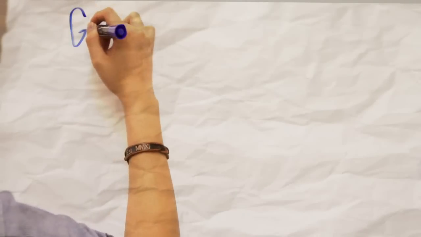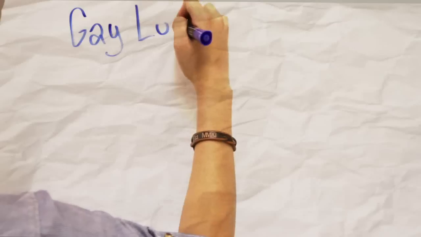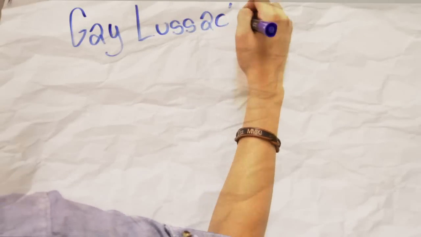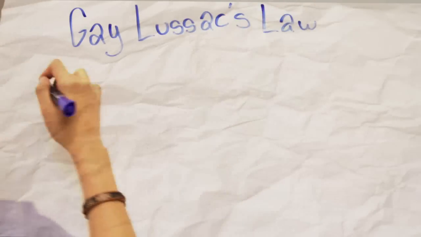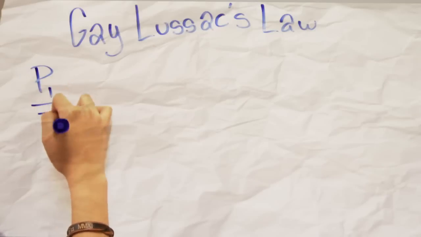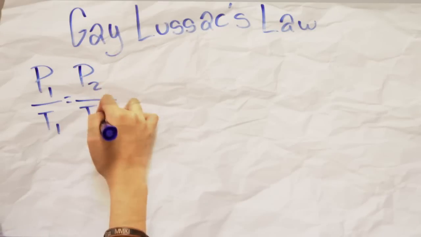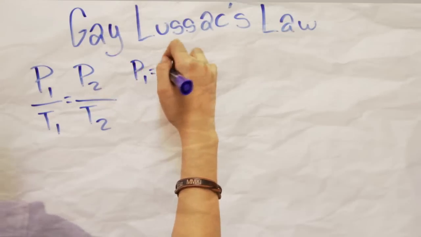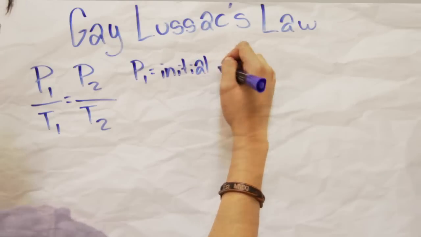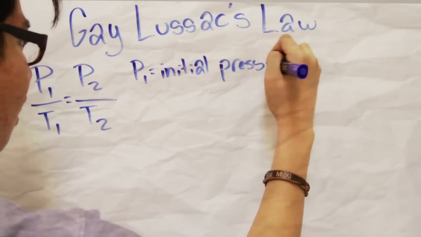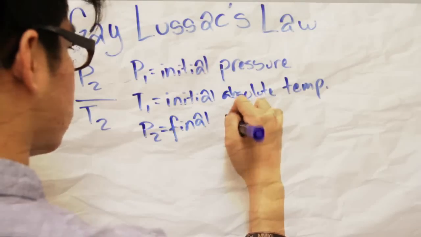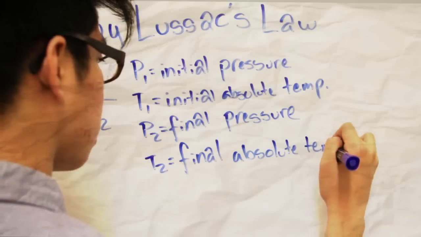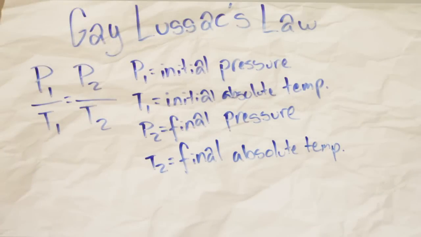Gay-Lussac's law. It is another special case of the ideal gas law. This law only applies to ideal gases held at a constant volume, allowing only the pressure and the temperature to change. P1 equals initial pressure, T1 equals initial absolute temperature, P2 equals final pressure, T2 equals final absolute temperature.